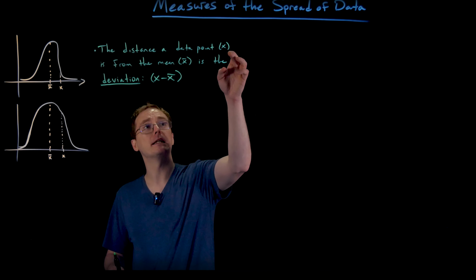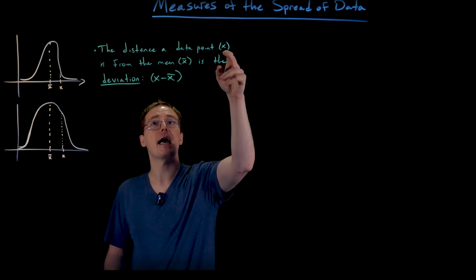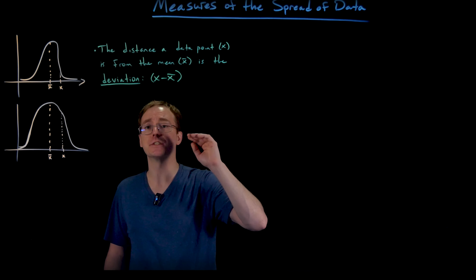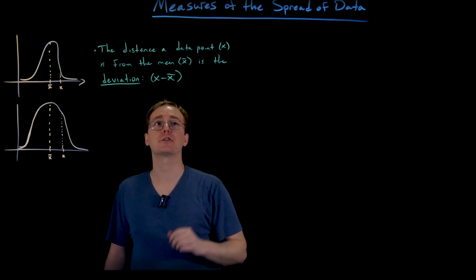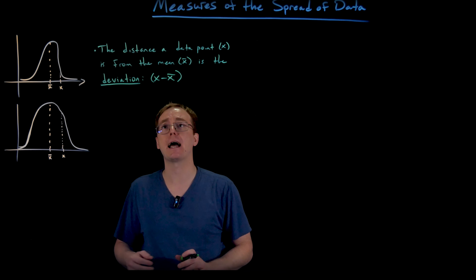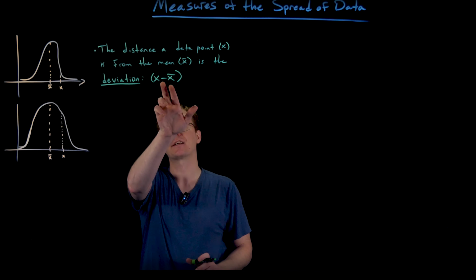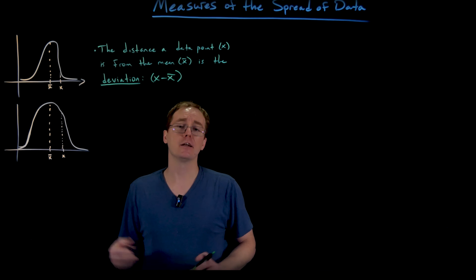Our data point is going to be represented symbolically just by x, and our mean or average is going to be denoted as x-bar. So the deviation is the distance or difference between our data point and the mean or average. That's just the quantity x minus x-bar. And if we were working with a population as opposed to a sample, that might look like x minus mu instead of x minus x-bar.